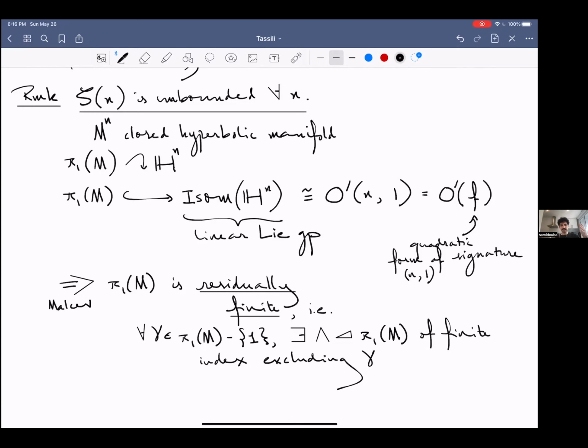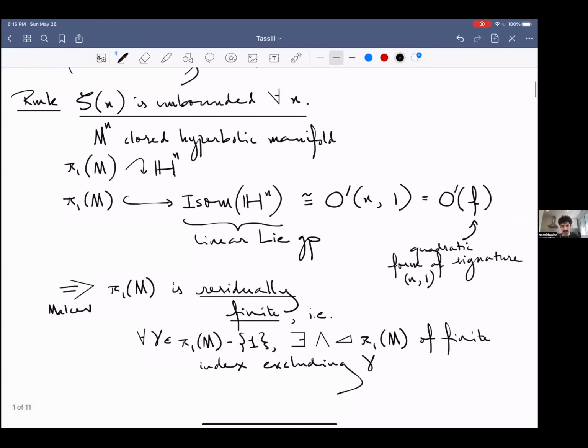But the first very basic fact is that residual finiteness of the fundamental group of a fixed hyperbolic manifold gives you the unboundedness of the set of systoles of all hyperbolic manifolds in that dimension. Are there any questions at this point?